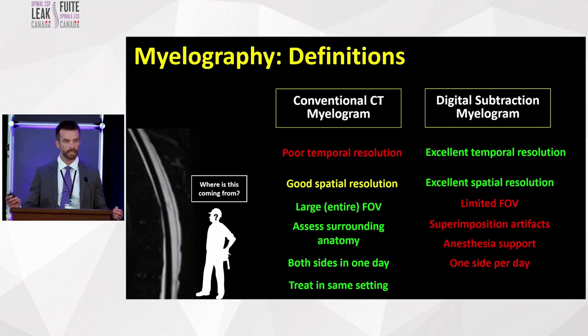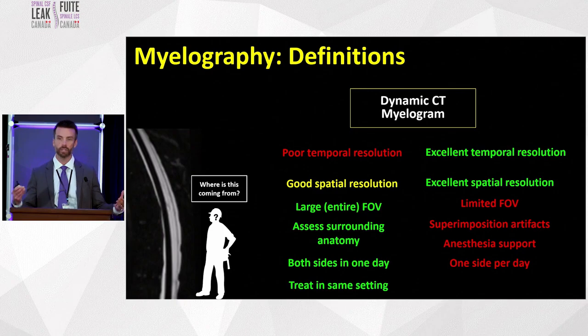But there are downsides to DSM as well. We have a limited field of view depending on where we position our II. There are superimposition artifacts, as was nicely illustrated, particularly at the cervicothoracic junction. Often if you want to do breath holding, you will have anesthesia support. You may only be able to look at one side per day if you're doing DSM.